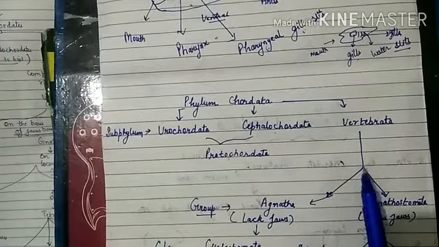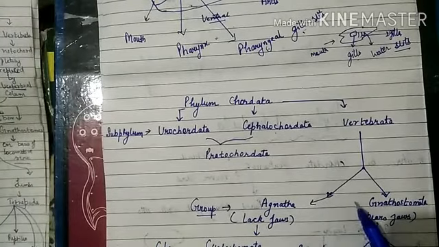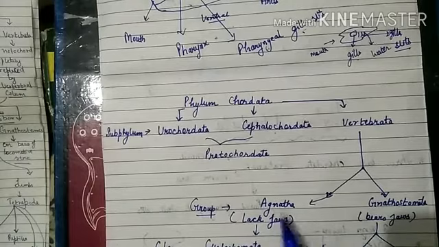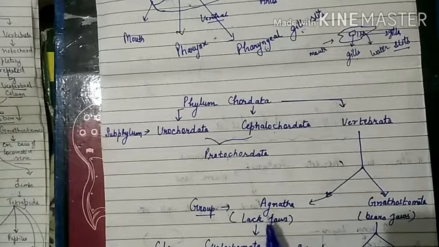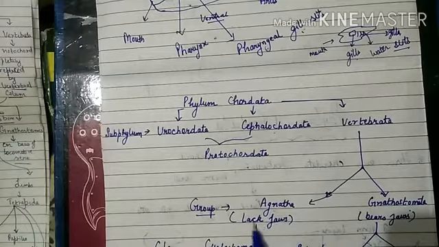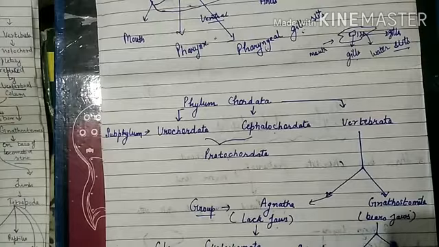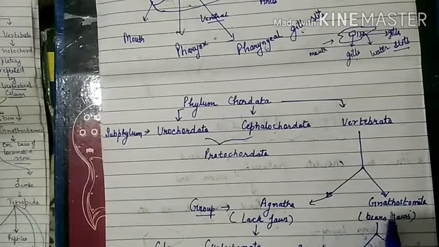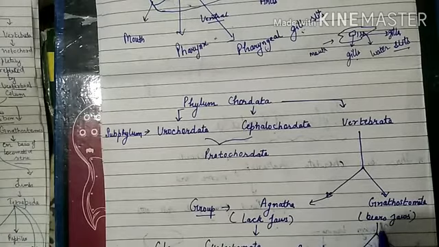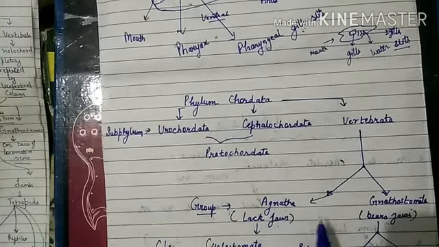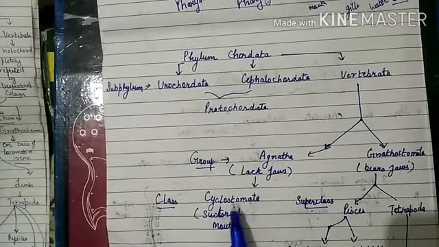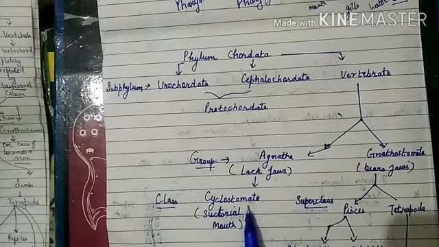Then Vertebrata is divided into two groups, Agnatha and Gnathostomata. Agnatha means the animals lack jaws, and in Gnathostomata the animals bear jaws, just like we humans have jaws. In Agnatha there is another class which we will study, that is Cyclostomata.